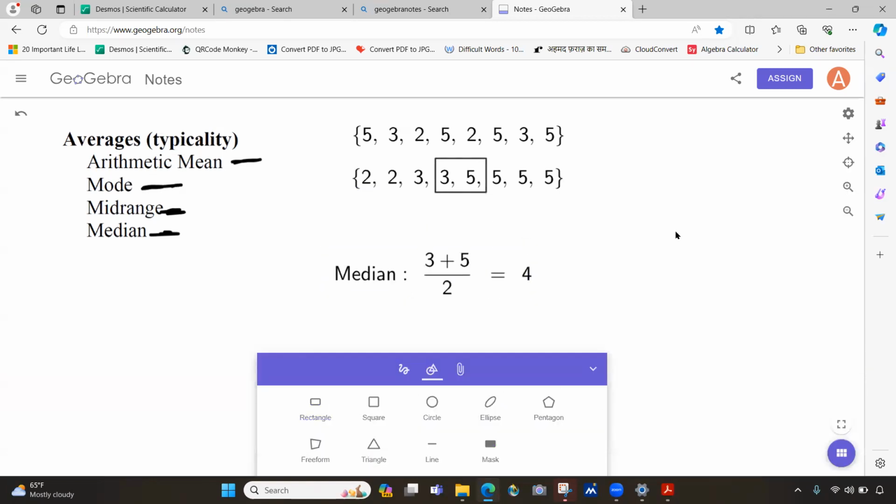So to find the median, first we have to rank order the data. Then we'll look at the middle 1 or 2 numbers. If the data set has an odd number of points, there'll be one number in the middle. That'll be your median. Done.